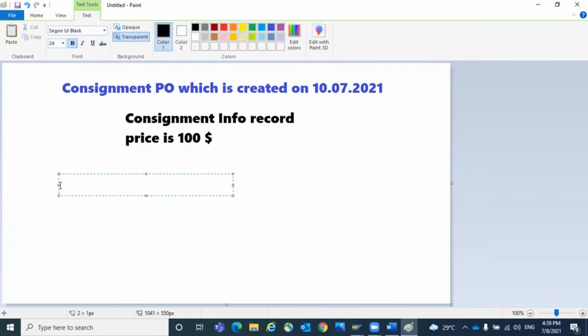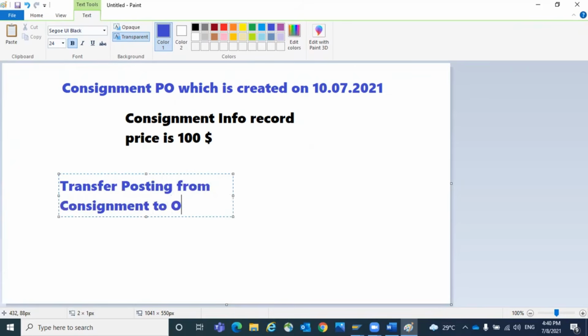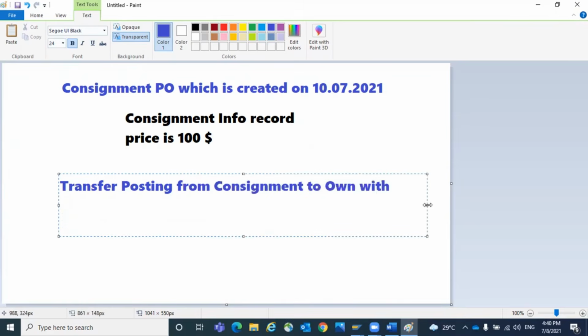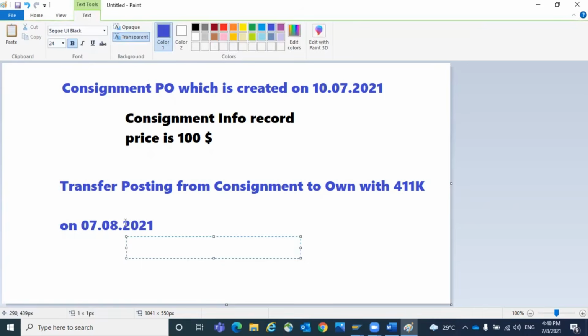Now the goods receipt is done. So you are going to perform transfer posting from consignment to own. What is the movement type? 411K. Okay, 411K on today, for example, 2021.